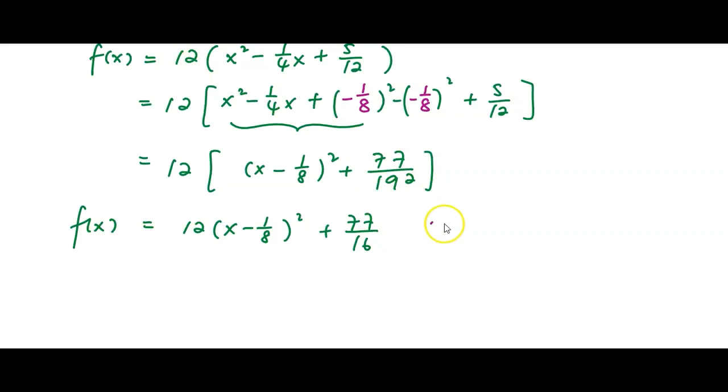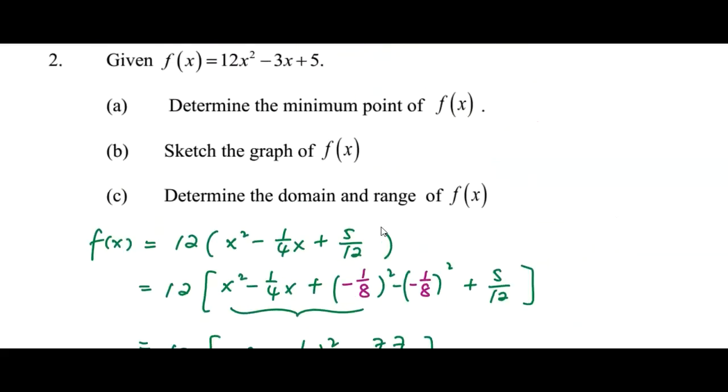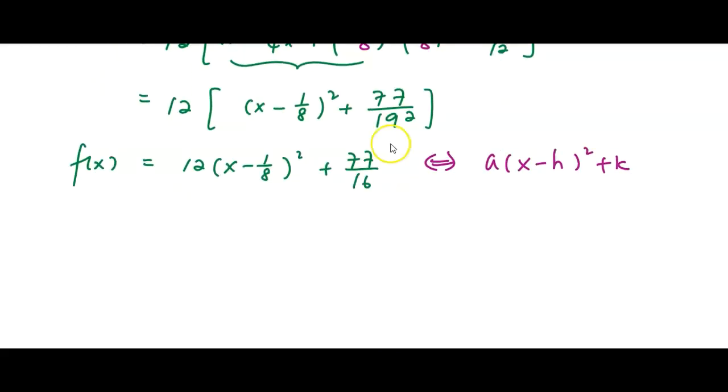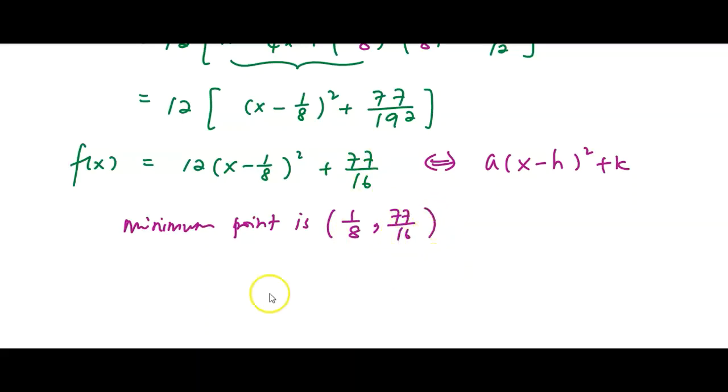Compared to the form that we learned in the first question, a(x minus h) squared plus k, we want to determine the minimum point. Now the question already told you that it has the minimum point. So the minimum point, you just answer like this. Take the value of negative 1/8 and reverse the sign, you get 1/8, and directly take this value as the y coordinate of your minimum point. That is 77/16.